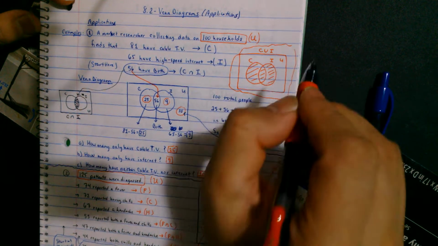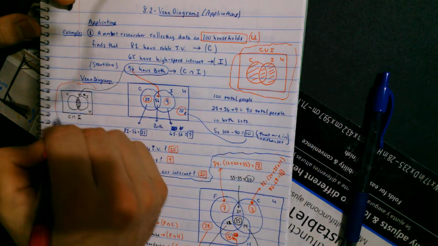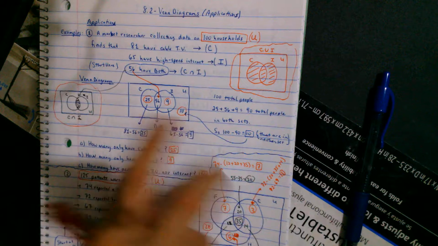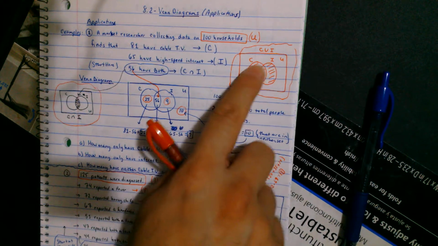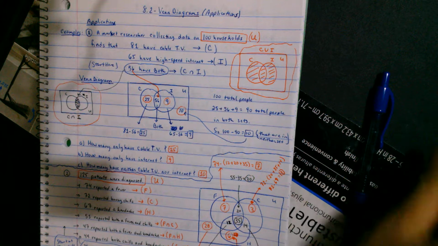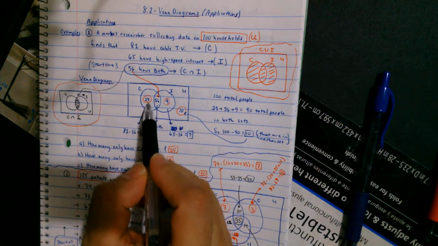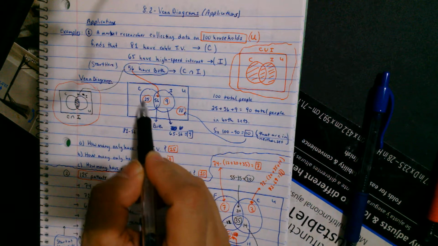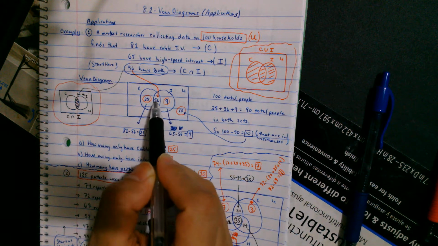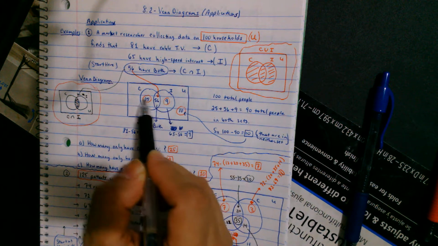So the union represents what's in both circles together, total. Intersection is what's in between, what's overlapping. So intersection, union is what's in one or the other or both. It's the intersection plus what's in one or the other by themselves. Okay? So these are the people that have only cable, no internet. These are the people that have internet but no cable. These are the people that have both. That is 90 people total.